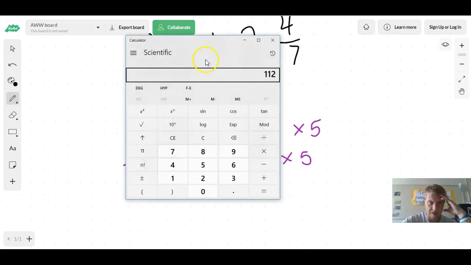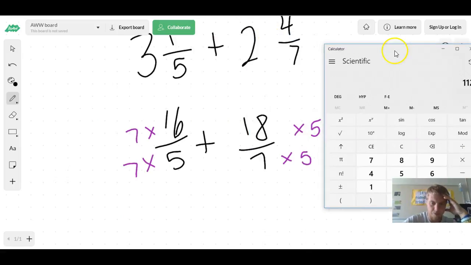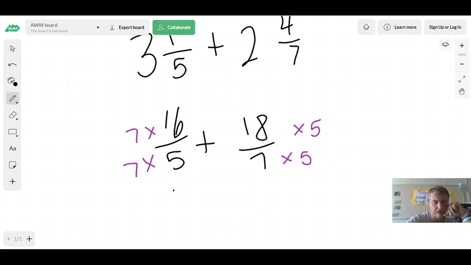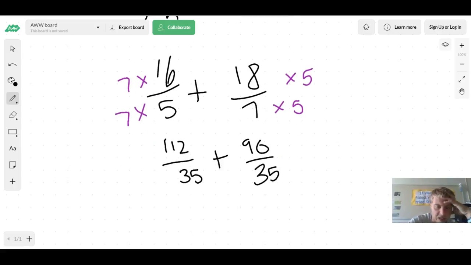This would end up giving us, I'm going to take my calculator over here to help me, 16 times 7 is 112, and 18 times 5 is 90. So that's going to be 112 over 35, and that's going to be 90 over 35. Now I would add these two things together, which would give me 202 over 35. And you'll notice I didn't add the denominators together, because we're just counting up how many total pieces we have.